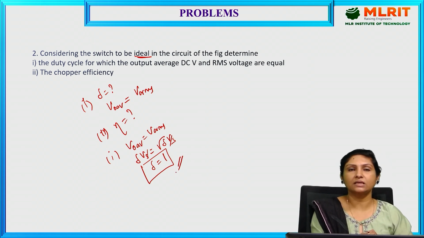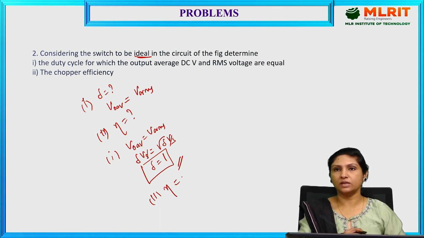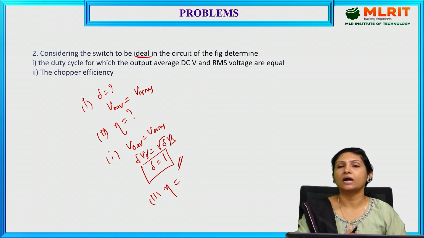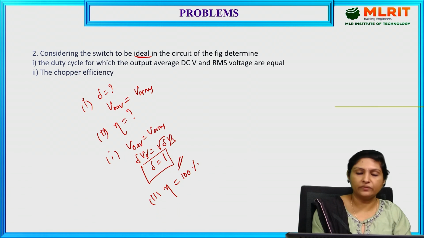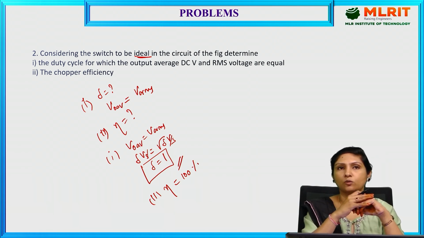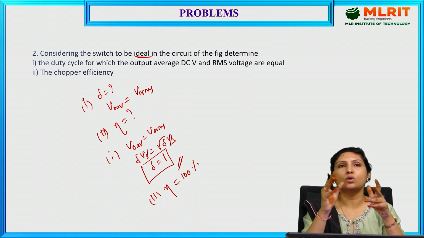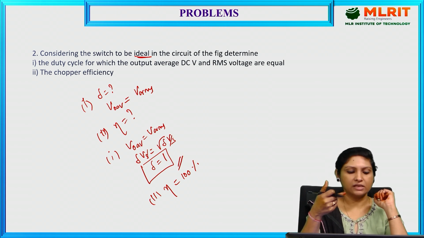And the second thing is, here you need to find out the efficiency. Efficiency of an ideal switch. Chopper is also a switch, and here efficiency is 100%. Whenever the input voltage which you are feeding is equal to that of the output, that means there are no losses, since the switch is considered ideal. In that case, efficiency should be 100%.